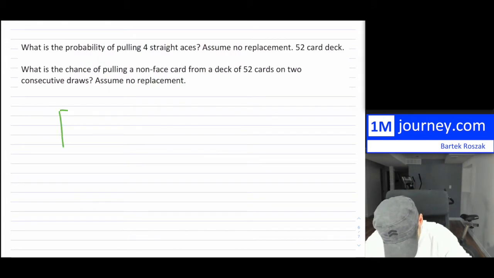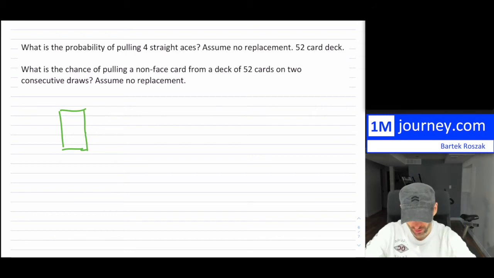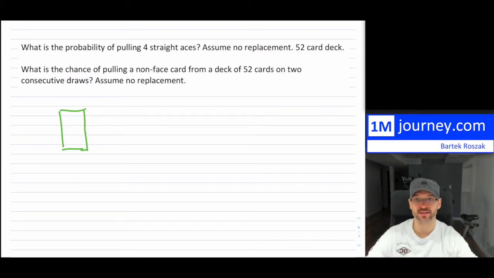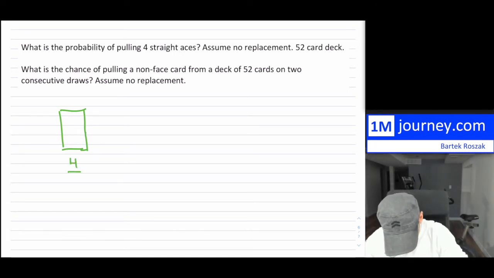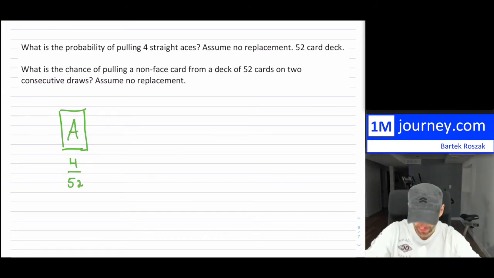You are going to pull a card out of a deck. We want to know the probability of pulling an ace on the first attempt. There are 4 aces in a deck of 52, so you're going to have a probability of 4 over 52. Now, there's no replacement, so we're not putting the cards back in.